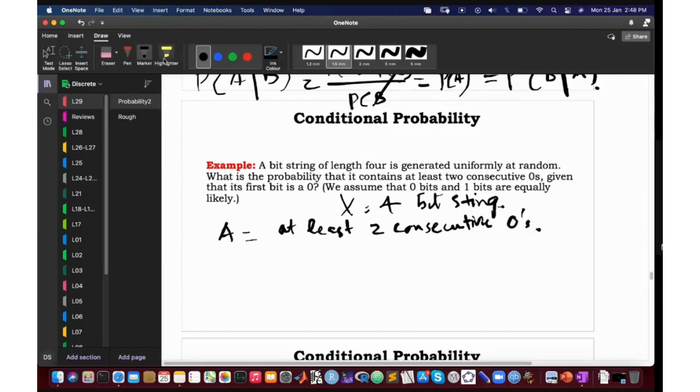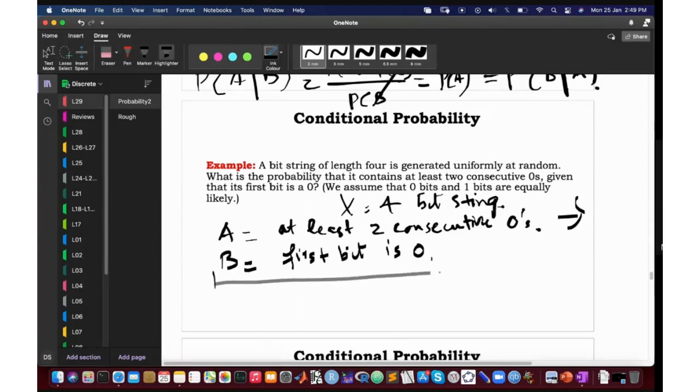I'm using a marker today. Okay, better now. So A is the event that at least 2 consecutive zeros are there, and B is the event that the first bit is 0. We assume that zeros and ones are equally likely. Someone told you that the first bit is 0, and now they want you to compute the probability that there are 2 consecutive zeros.